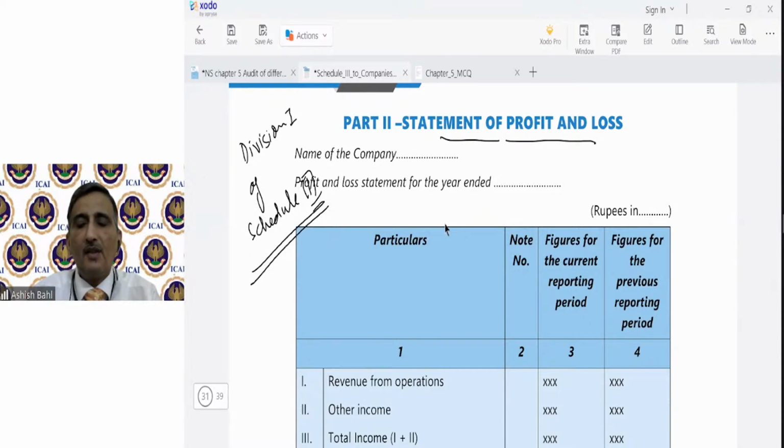Yes, Srinivasan, provisions we shall be taking up today after doing profit and loss items. So don't worry about that. We are not going to miss any topic.